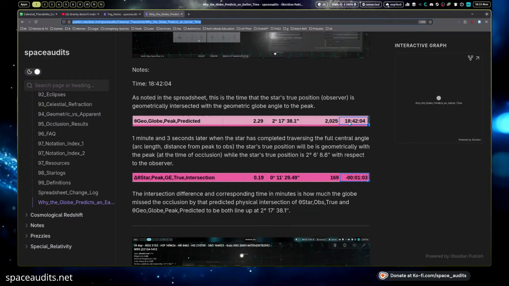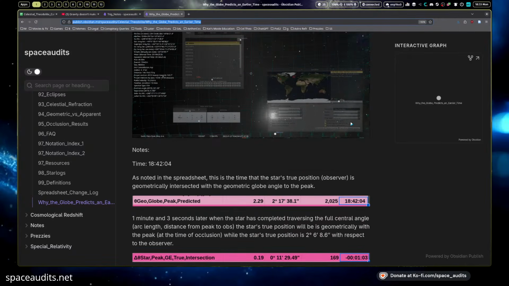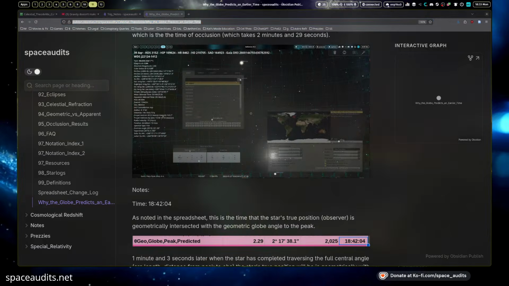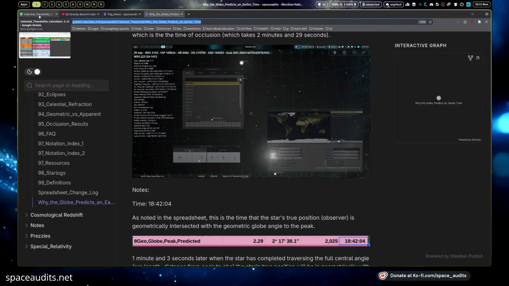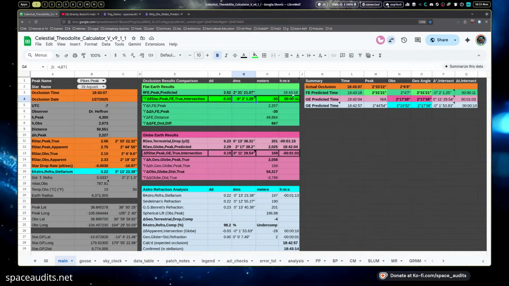At 18:42:04, the star is geometrically aligned with the peak and the observer. It's the observer-centric position prediction, right? You don't want us to go and look at it from the peak or whatever. That's what the observer predicts. And look at that timing, exactly what is shown on the spreadsheet.